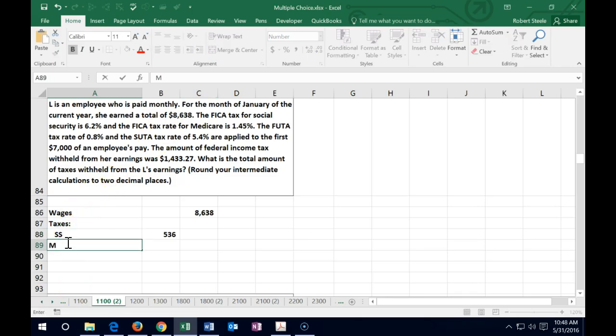Then we're going to have Medicare. I'm going to indent that, and that's going to be 1.45% of wages. So I'm going to do the same thing. I'm going to take the wages 8,638 times, if I move the decimal 2 places over, 0.0145, and we get 125.